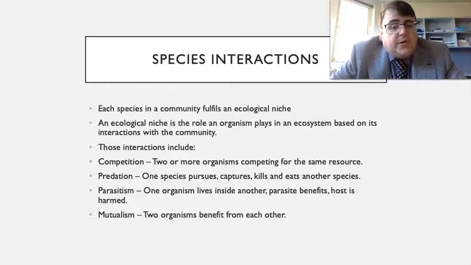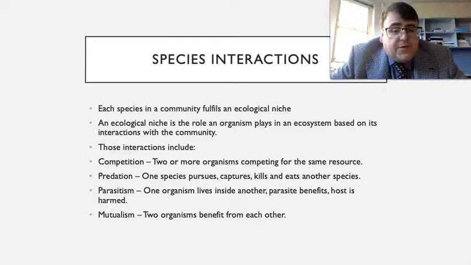Competition is when two or more organisms will compete for the same resource. There's limited resources, so organisms have to compete for those resources to ensure they're going to get them and they're going to survive. Predation is when one species pursues, captures, kills, and eats another species. Parasitism is when one species lives inside another. The organism that lives inside the other organism is called the parasite, and the organism that's having the parasite live inside it is called the host. This interaction, parasitism, it's of benefit to the parasite, but it's of detriment to the host.